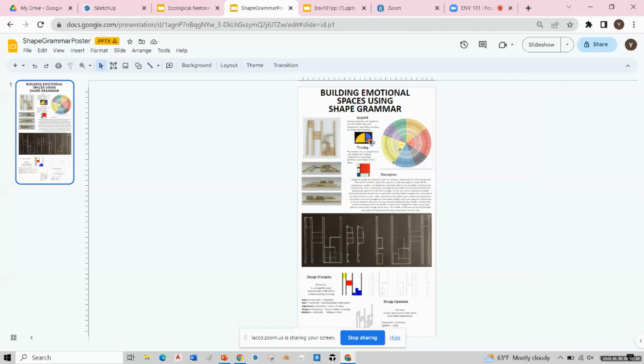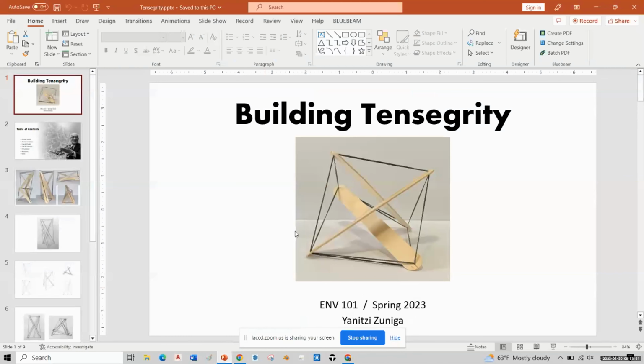And this is my poster for this assignment. And next, we moved on to building a tensegrity.